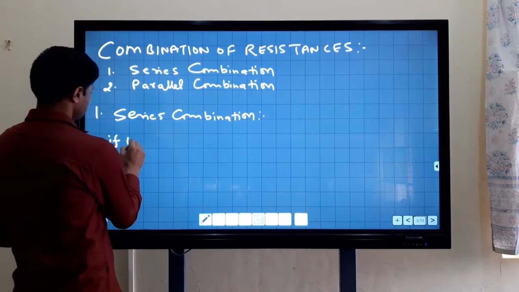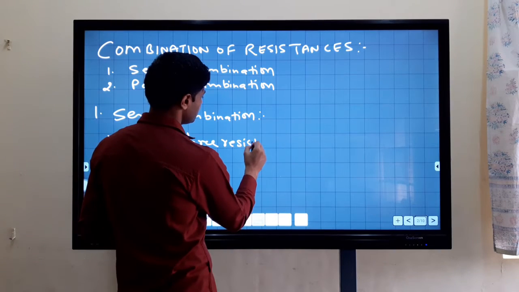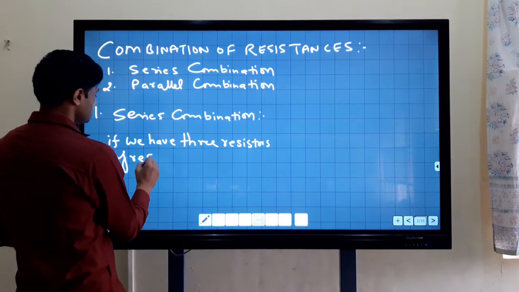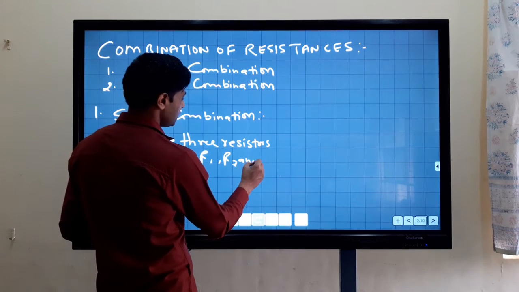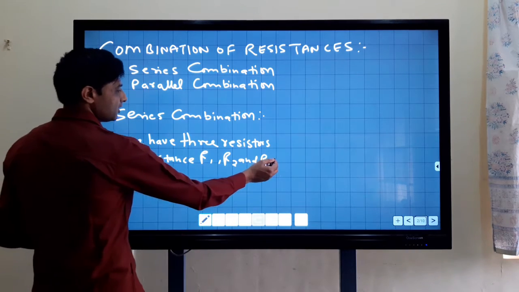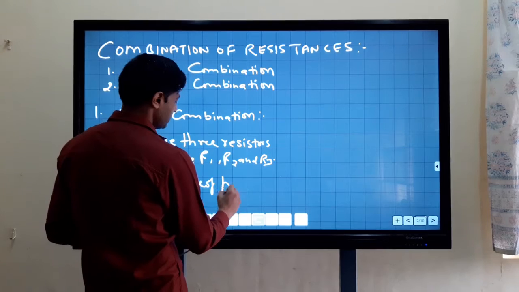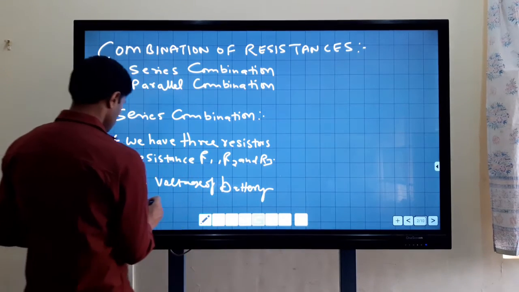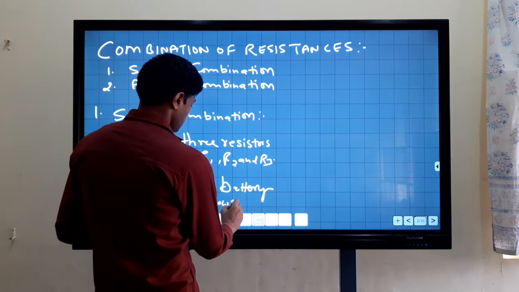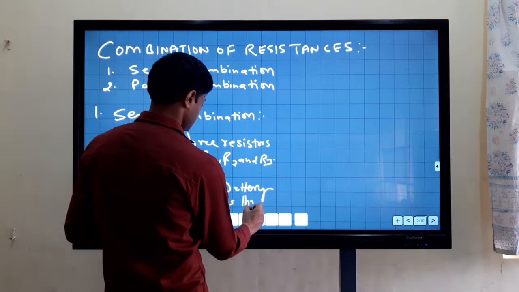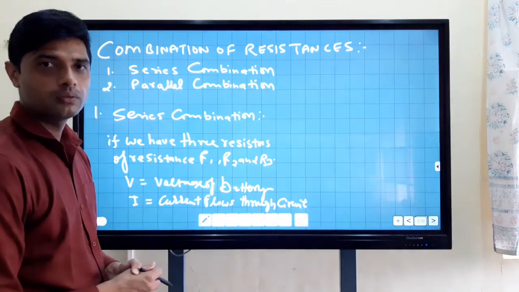If we have three resistors of resistance R1, R2 and R3, V equal to the voltage of the battery, and I equal to the current that flows through the circuit. I is the current that flows through the circuit.